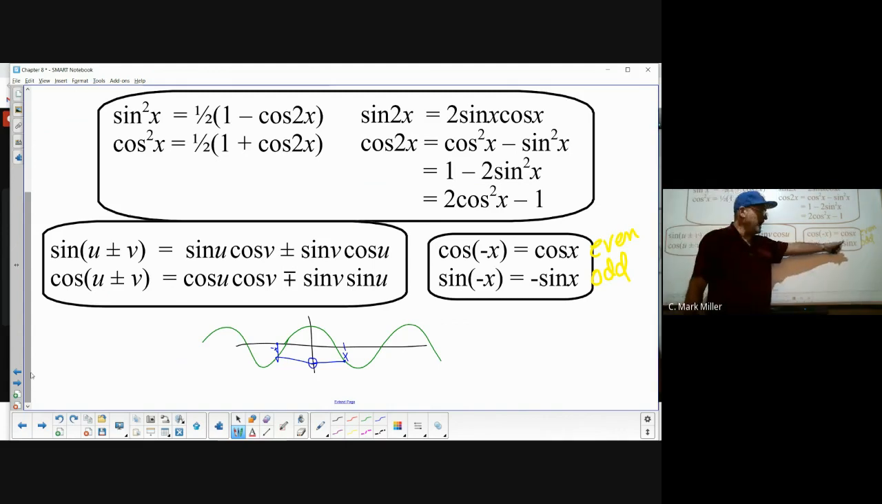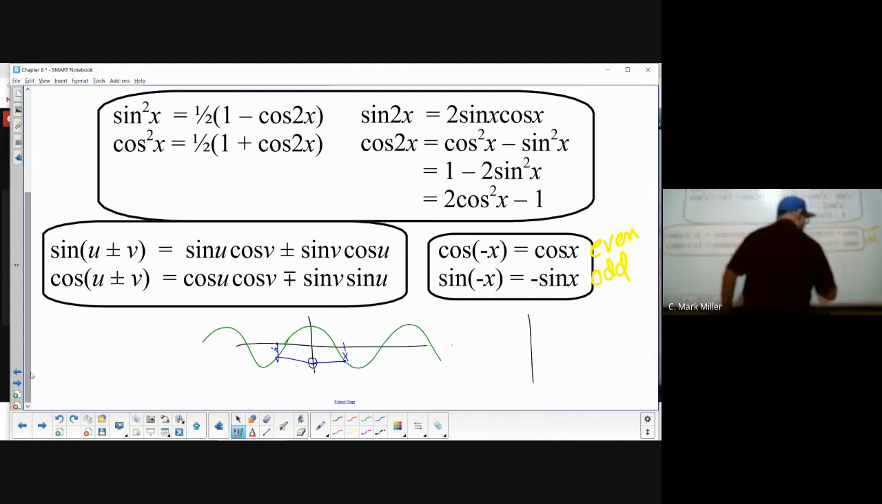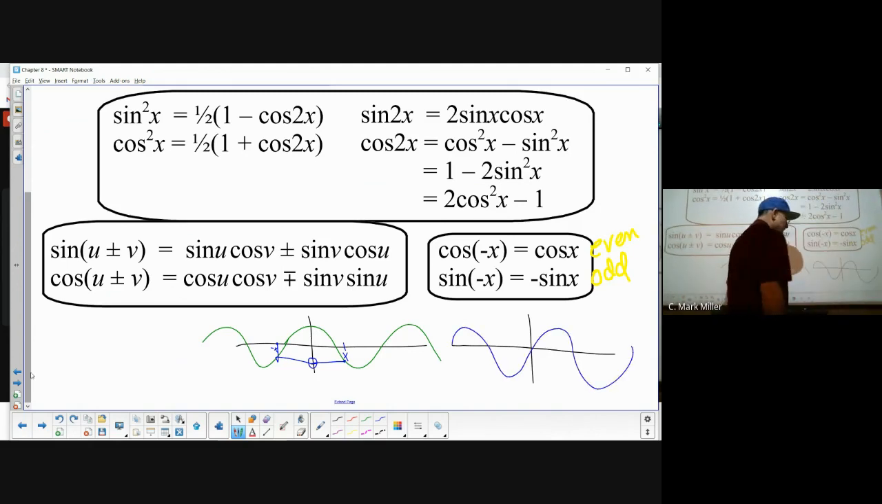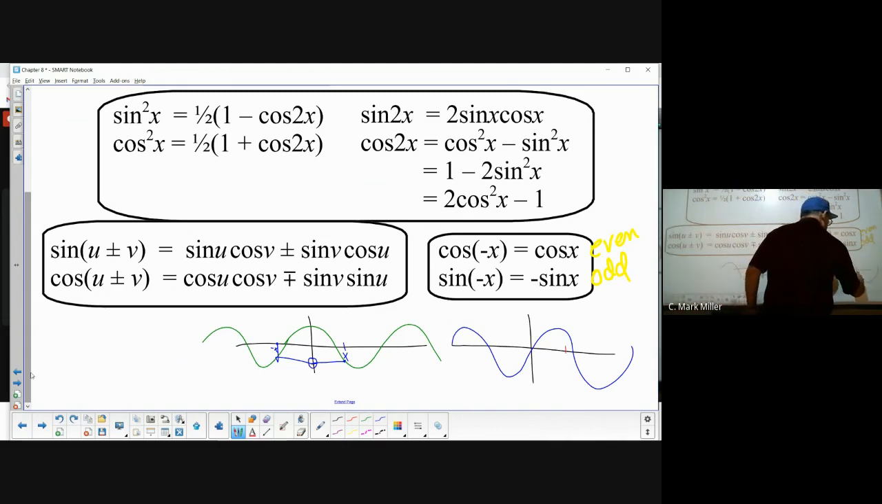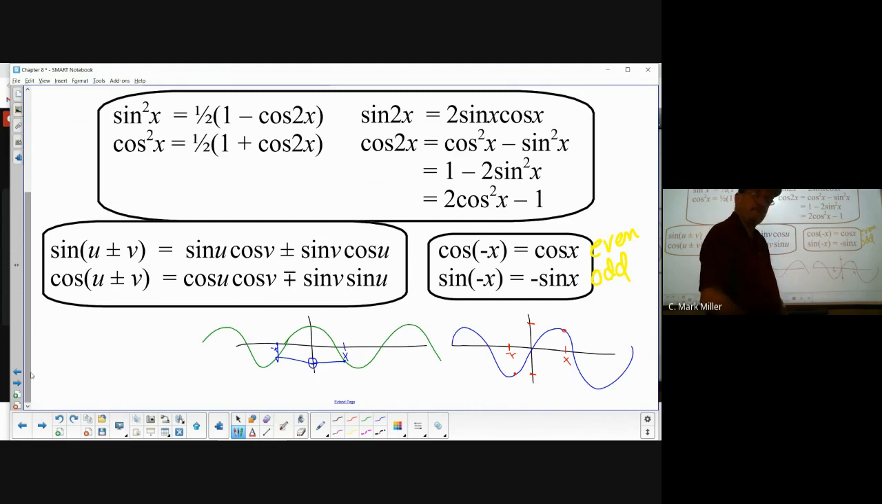And then this one, the odd function, that's because sine behaves differently. Sine looks like this. So if I pick a number x, the sine of that's up there, but negative x has the sine down here. It's got the negative of what the sine was for the positive angle. Okay.